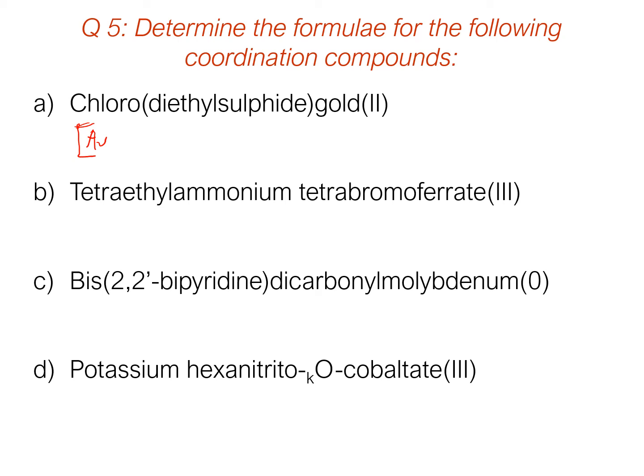So chloro is Cl. And this diethyl sulfide, this one isn't actually in the book, but it's a good time to illustrate the difference between methyl and ethyl. So a methyl group is just CH3, and this is shortened to Me. An ethyl group is C2H5. So this is just a slightly longer carbon chain, and this ethyl is shortened to Et.